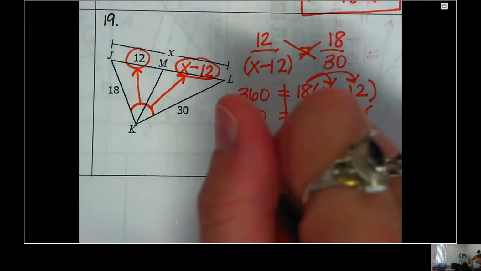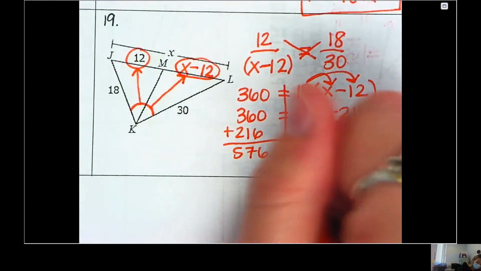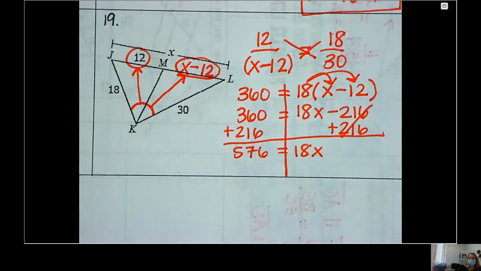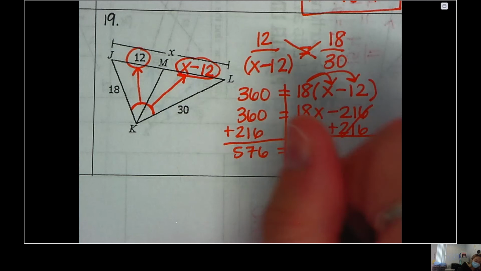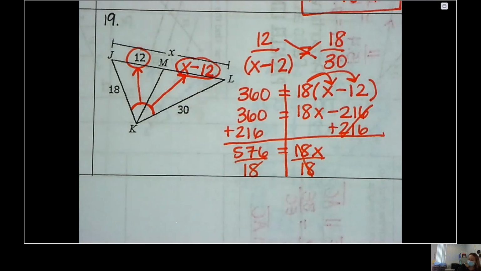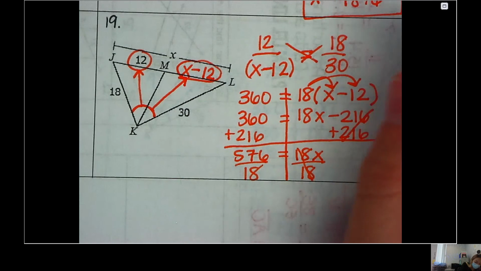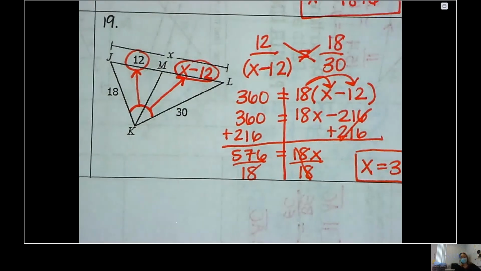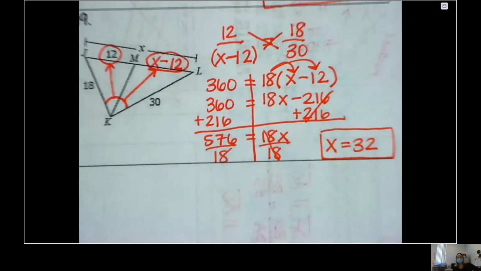I get 576 equals 18x. And then I divide by 18. I get x equals 32. Beautiful. And I'm done. Truly, truly, that's as hard as it gets.